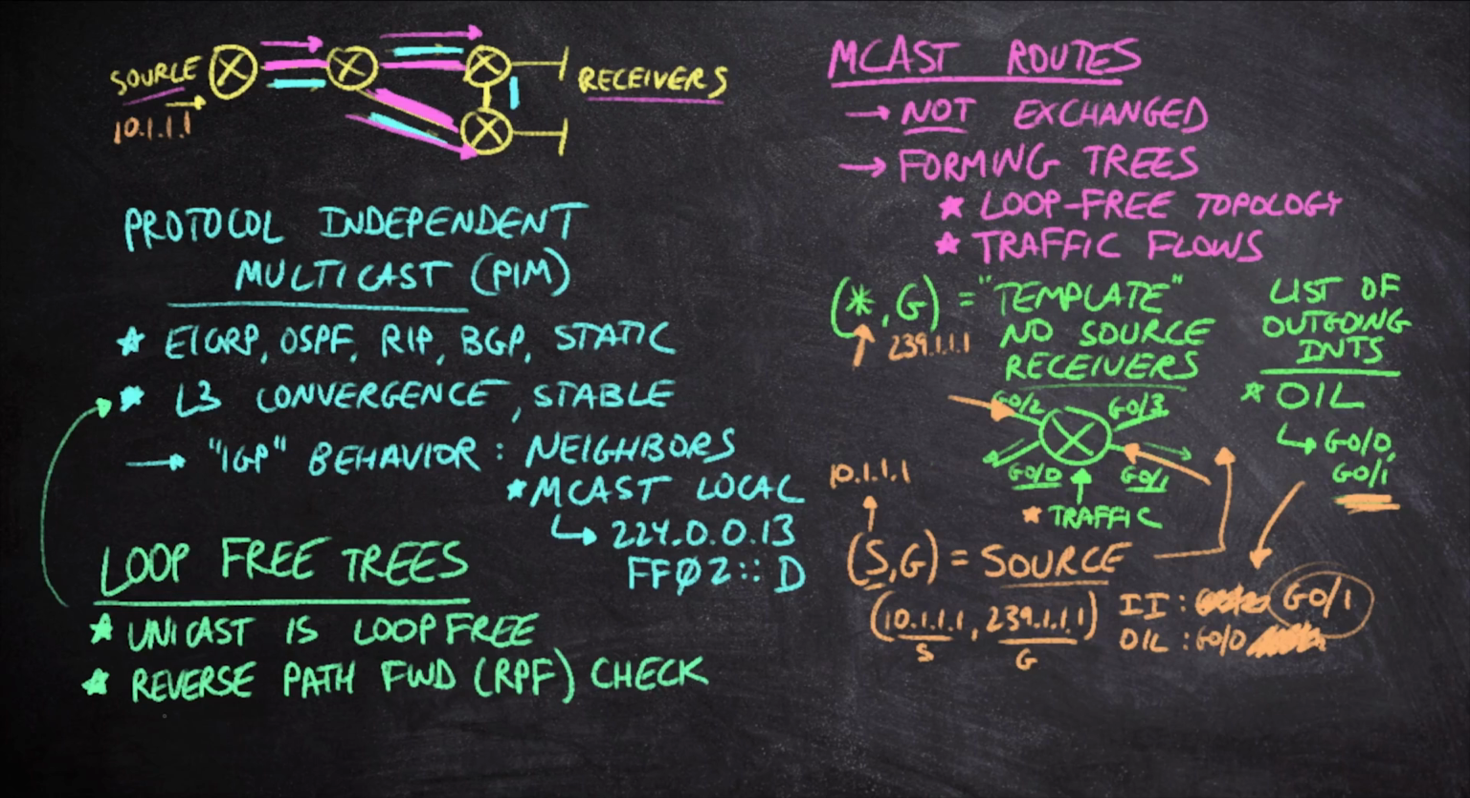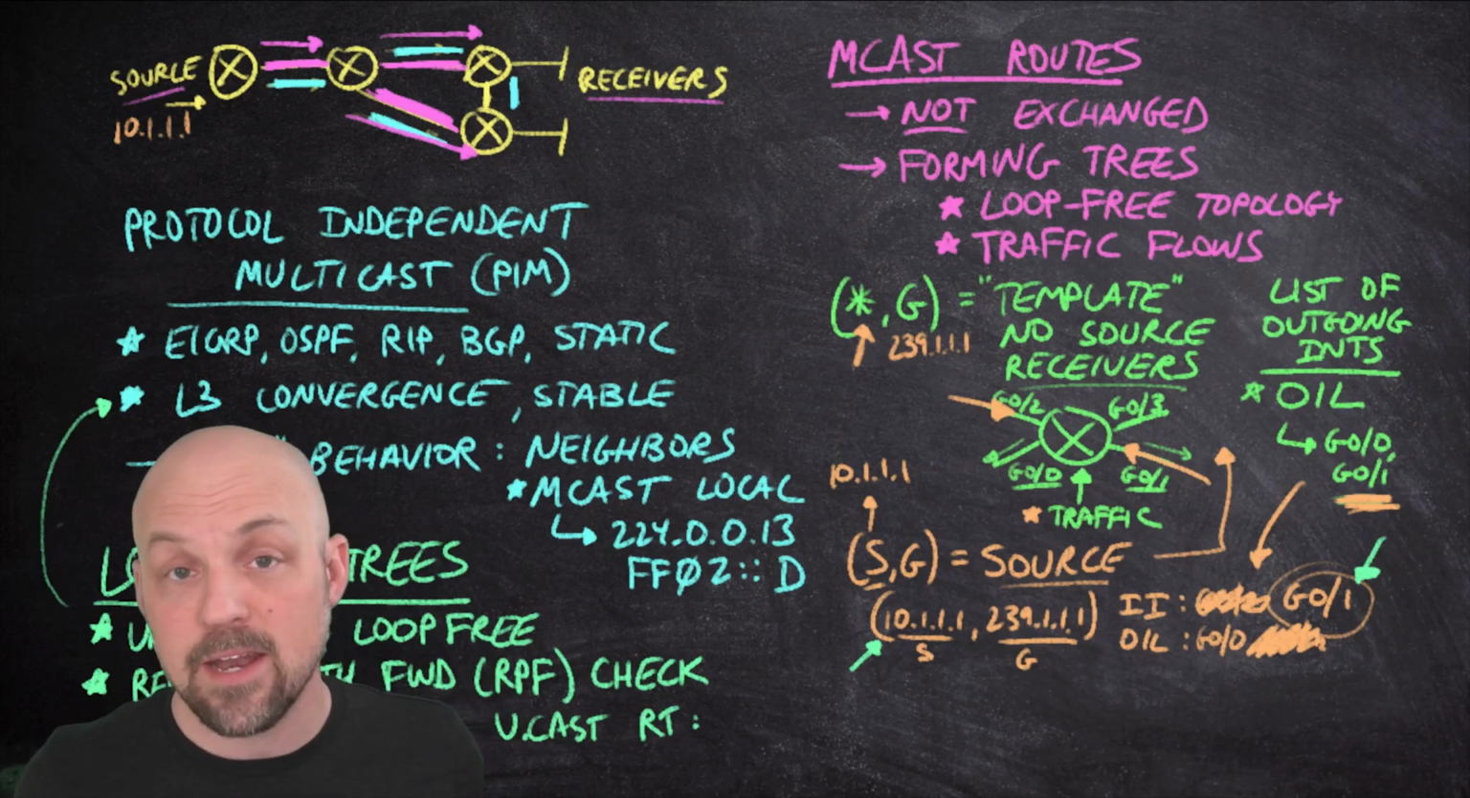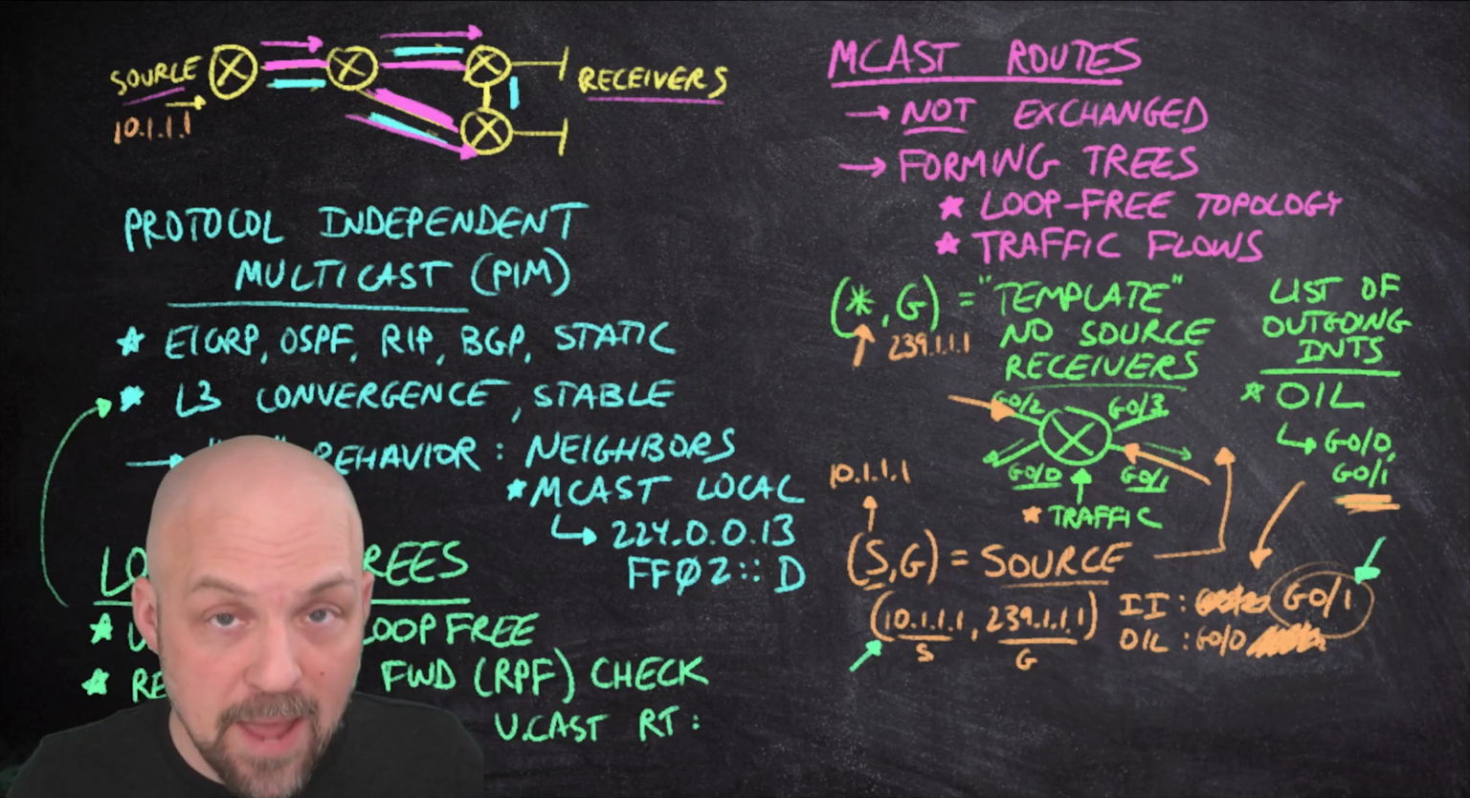The RPF check is going to take a look at that incoming interface. So right here, we said that we have an incoming interface for this S comma G entry of gig 01. And specifically, by the way, we said that we're using this IP address of 10.1.1.1. So we are going to perform this check. How do we perform this check? Well, we are going to check the unicast routing table to find out what the outgoing interface would be. Basically, if I were to want to send a packet to 10.1.1.1, where would I send the packet?